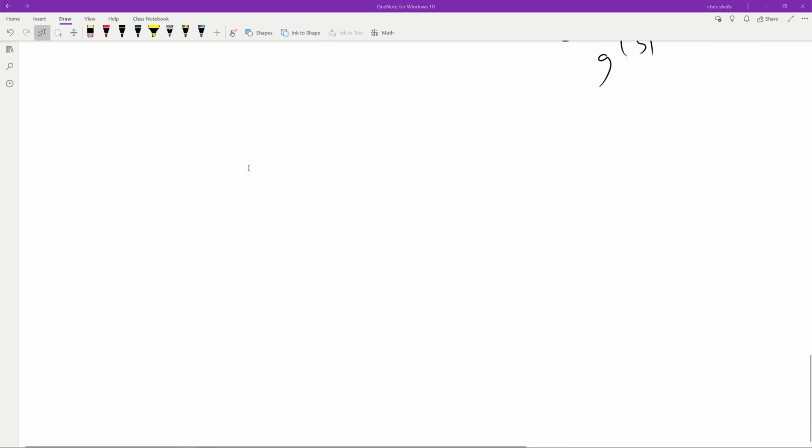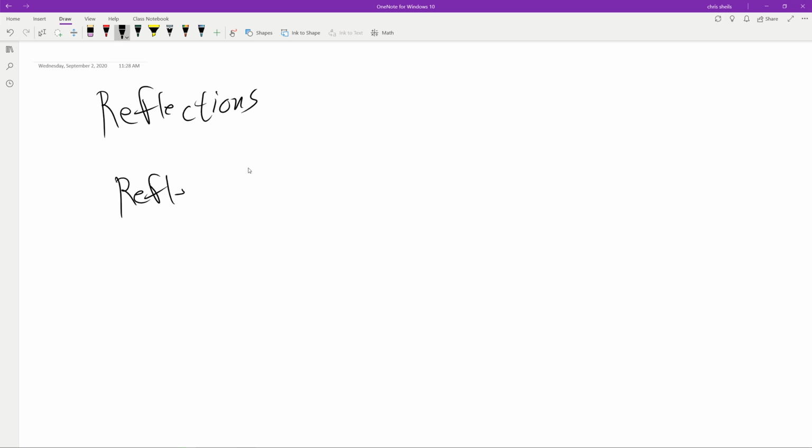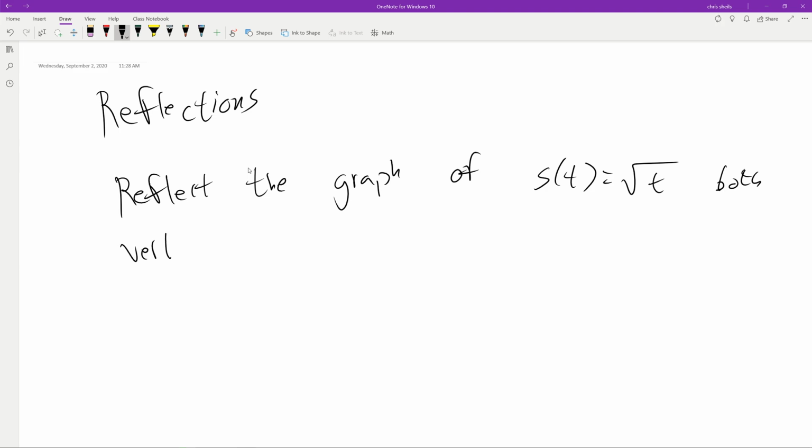Okay. Now let's look at reflections. Let's reflect the graph of s of t equals square root of t both vertically and horizontally. Let me go ahead and graph this for us.